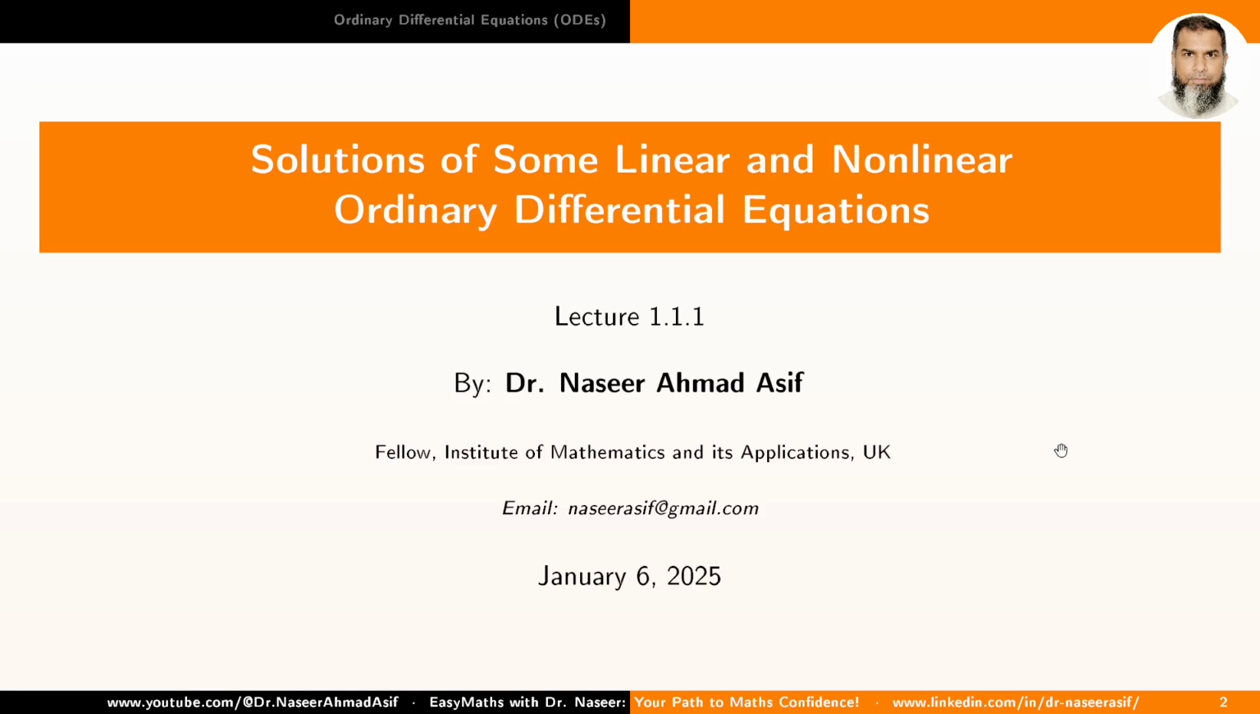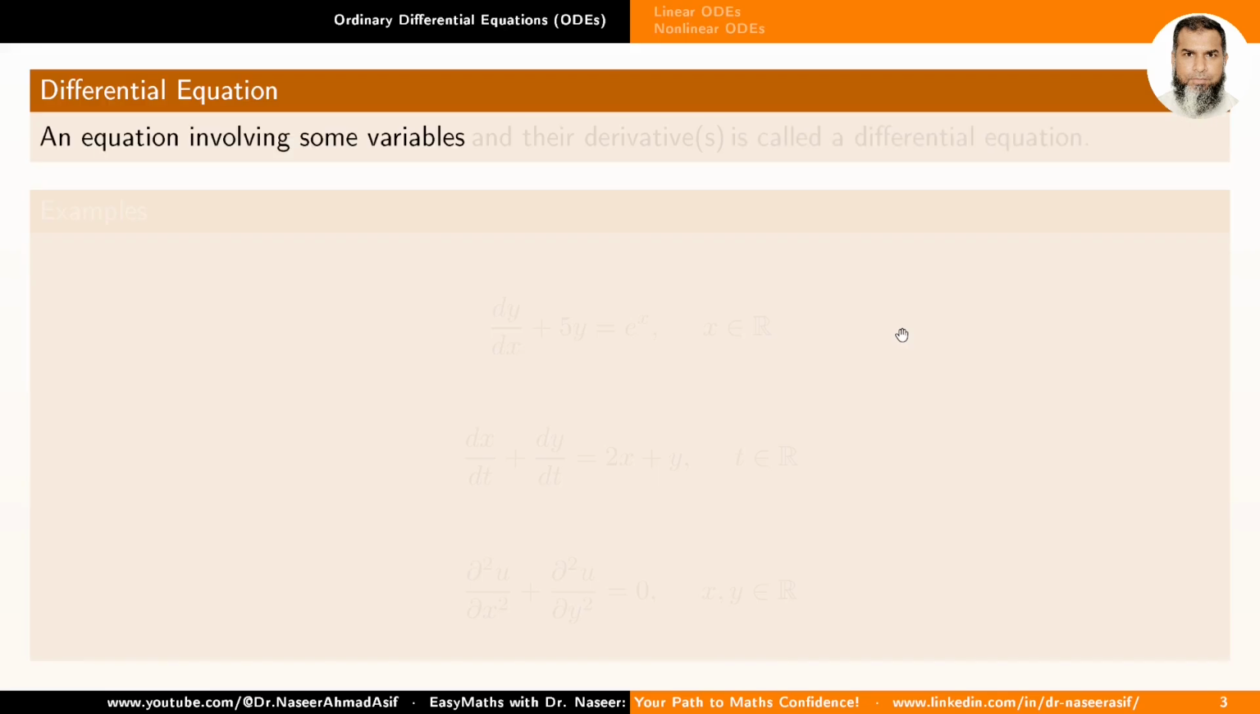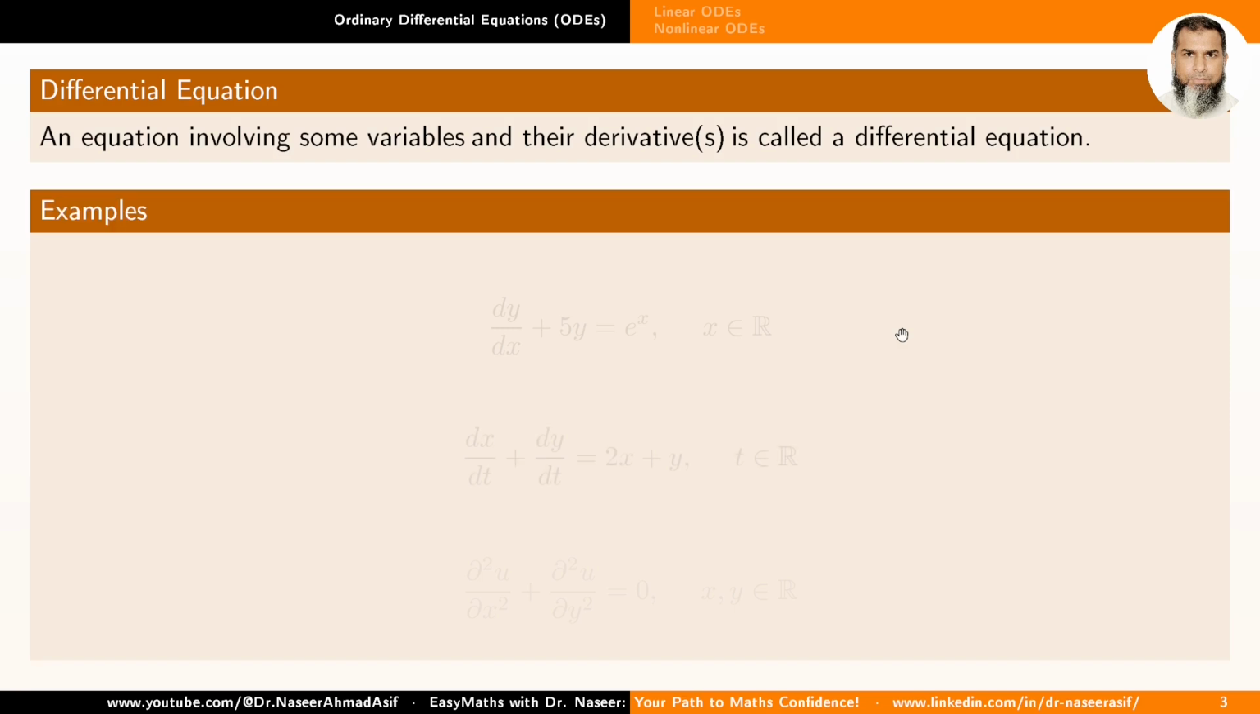Let's get started. Differential equation. An equation involving some variables and their derivative or derivatives is called a differential equation. We'll see some examples. dy by dx plus 5y is equal to exponential x. This equation has variables x and y. This is the derivative of y with respect to x. So this is a differential equation.